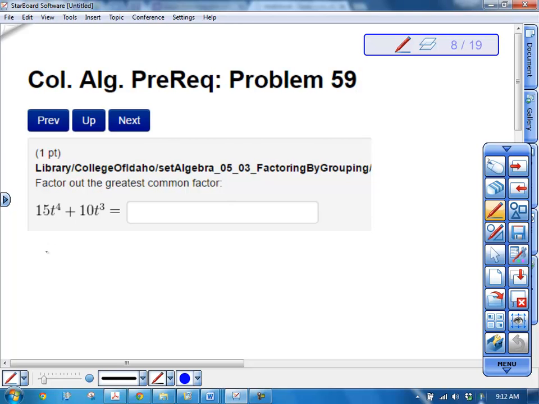All right, next problem says factor out the greatest common factor. So all you have to do is pull out the biggest number you can, which is 5, and the biggest variable you can, which is t cubed. That'll leave you left over with 3t plus 2. And so factor out the greatest common factor, I think they want you to write 5t caret 3 times parentheses 3t plus 2.